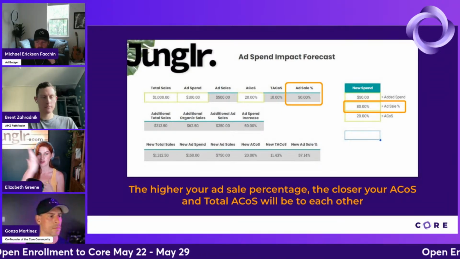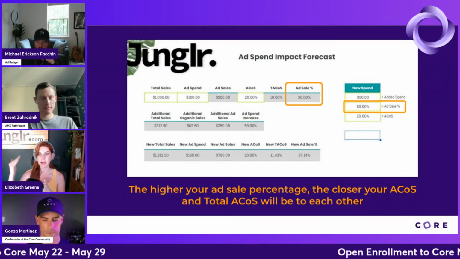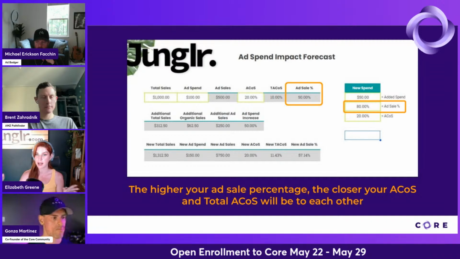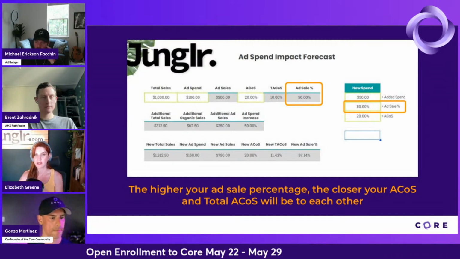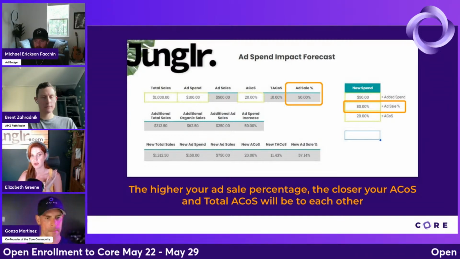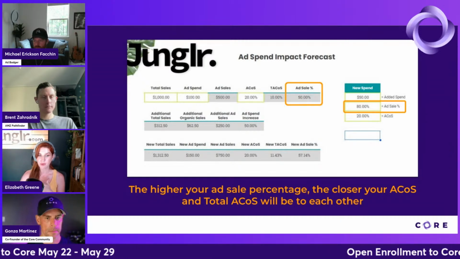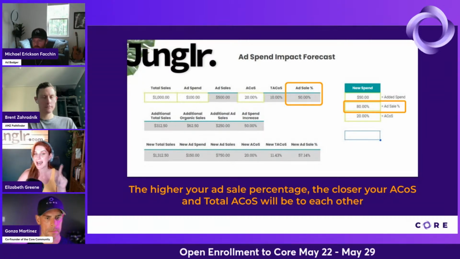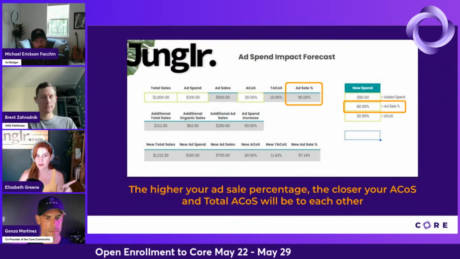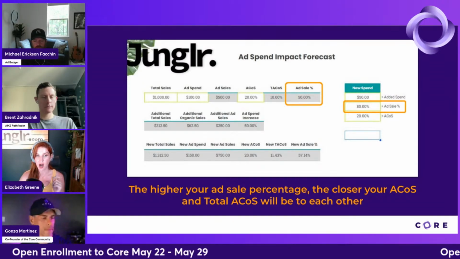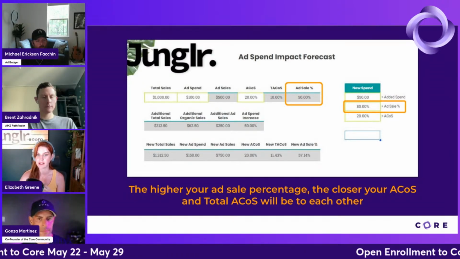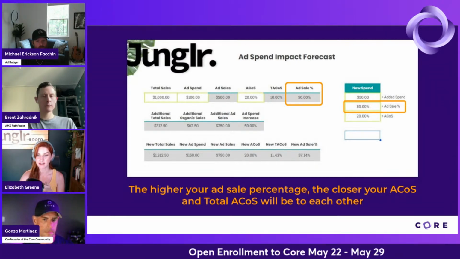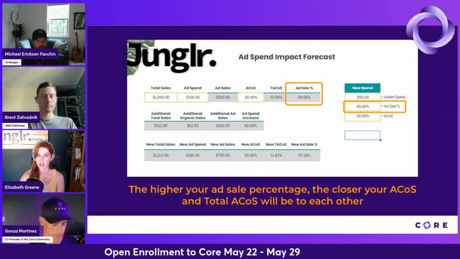So if we introduce this new ad spend but the organic doesn't climb at the same rate, because that's not an immediate result most of the time, that's why you run into these scenarios. Our total ACOS was only 10%, and now it's jumped up to 11.43. We notice we still have the same ACOS. If you look at that top row where it says ACOS and that bottom row where it says ACOS, it remains the same, but we still have an effectively higher total ACOS.